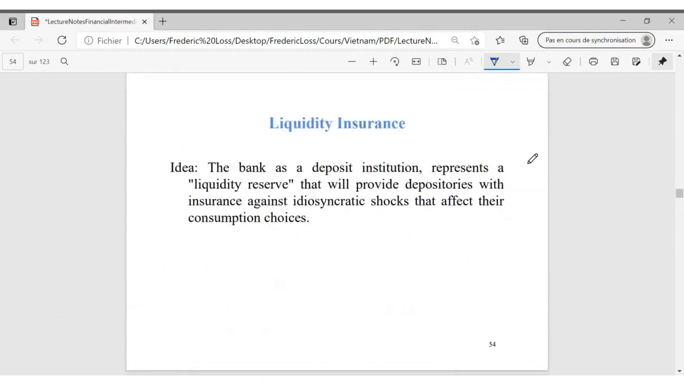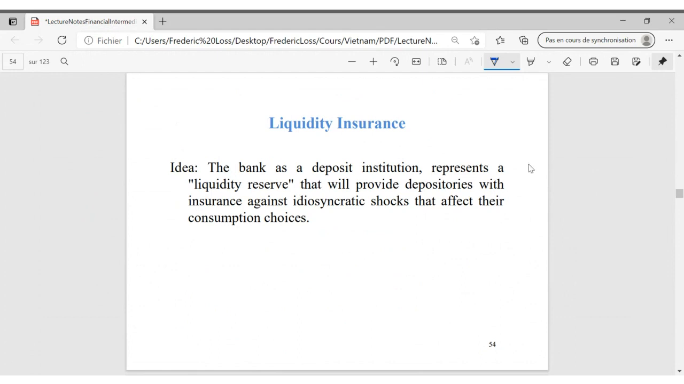So what is the idea of liquidity insurance? Well, let's say that a bank, as a deposit institution, represents a liquidity reserve that will provide depositors with insurance against idiosyncratic shocks that affect their consumption choices.